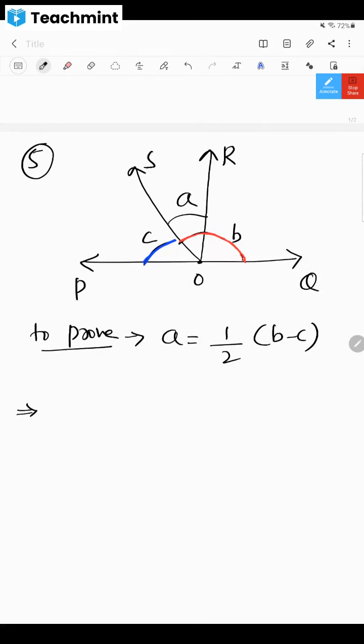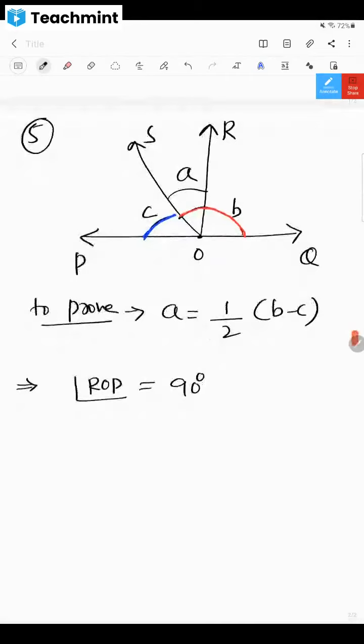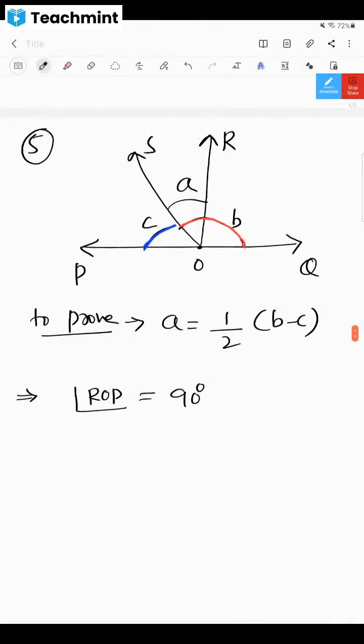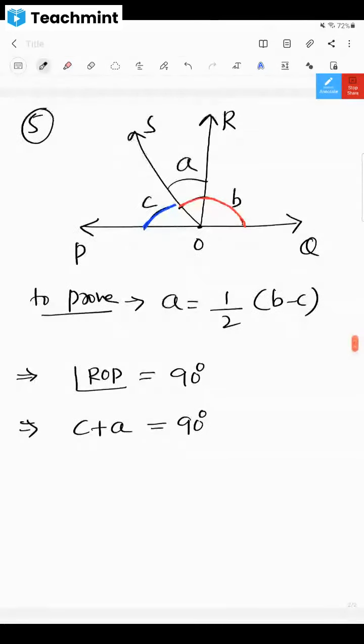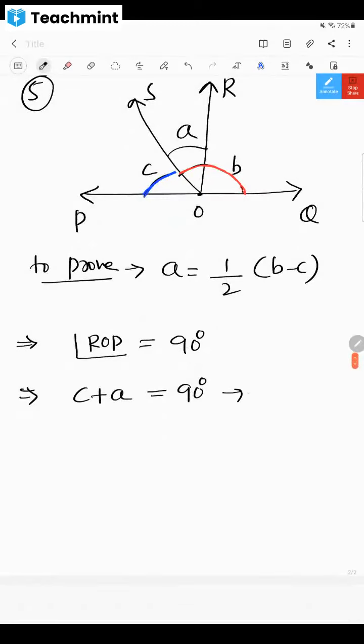Now can I write angle ROP is equal to 90 degree, dear children? ROP means it is a combination of C and A. So can I write C plus A is equal to 90 degree? Okay, you can keep it as equation number 1. Correct?